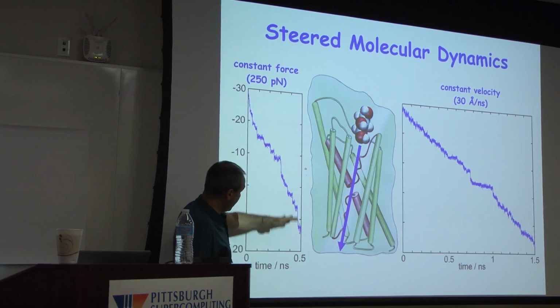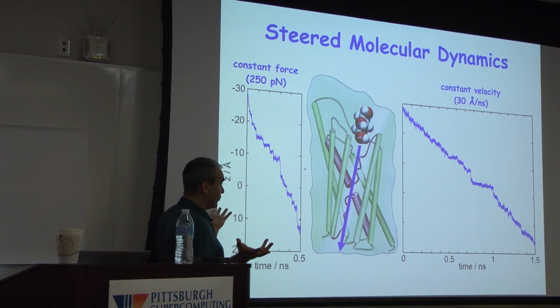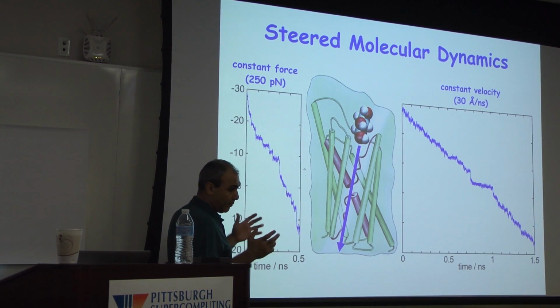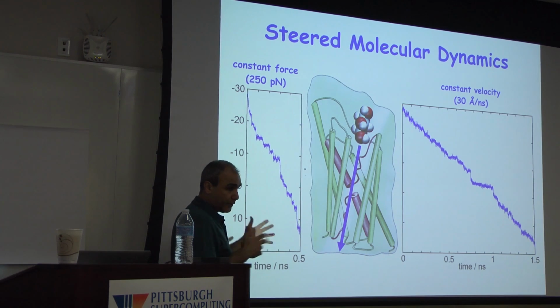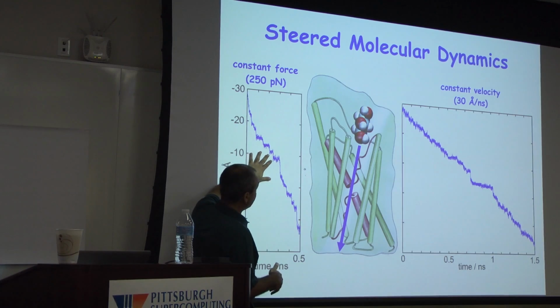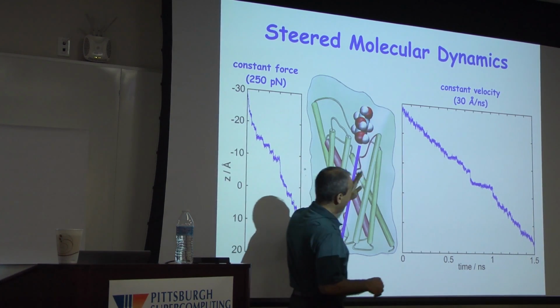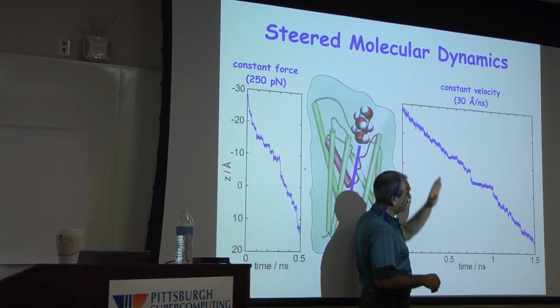So every point it feels the same force. It might be too large. Maybe you didn't have to apply 250 piconewton. Maybe I would go with 20 piconewton, which would be more natural, less artificial. So that's a little bit difficult. You might do it for other purposes. The better protocol is what we call constant velocity.